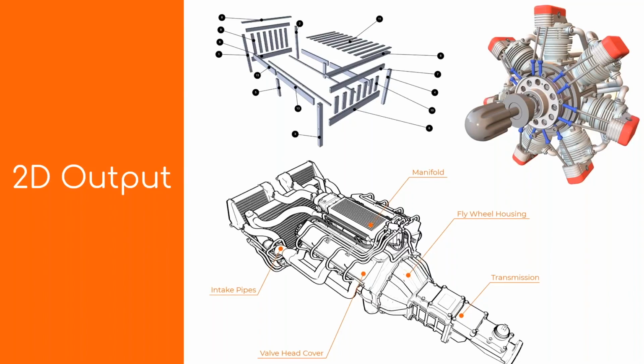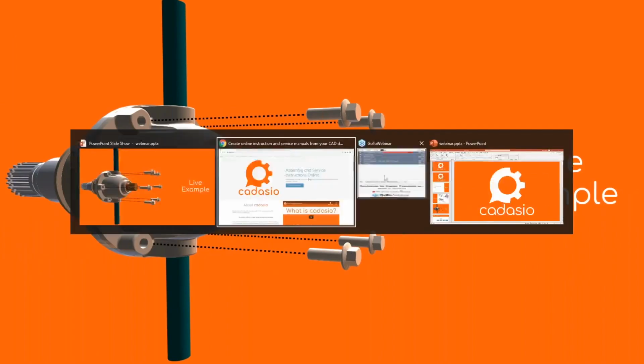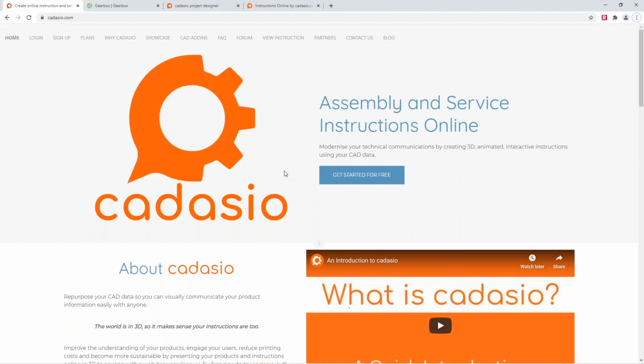Okay, so the first thing you're going to want to do, just to make you aware, if you do want to have a play with Cadasio, is head to our website, cadasio.com. From here, you can create a free account. It takes about a minute to do, and then you're good to go.